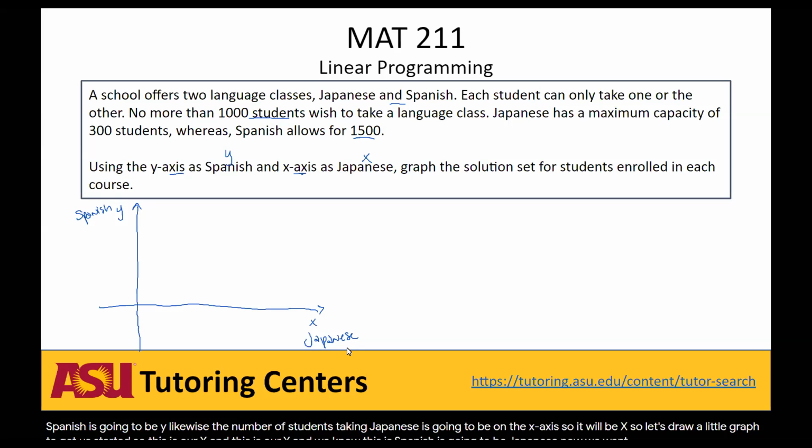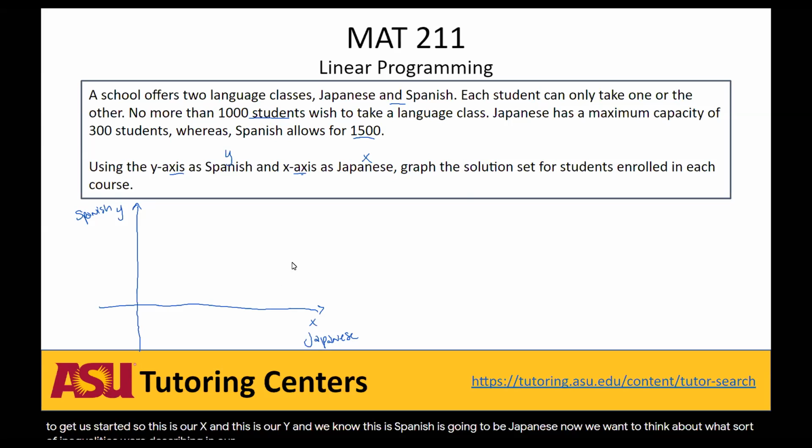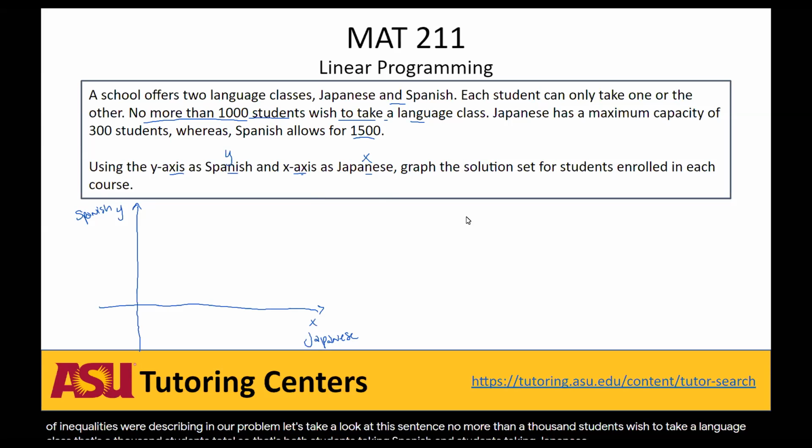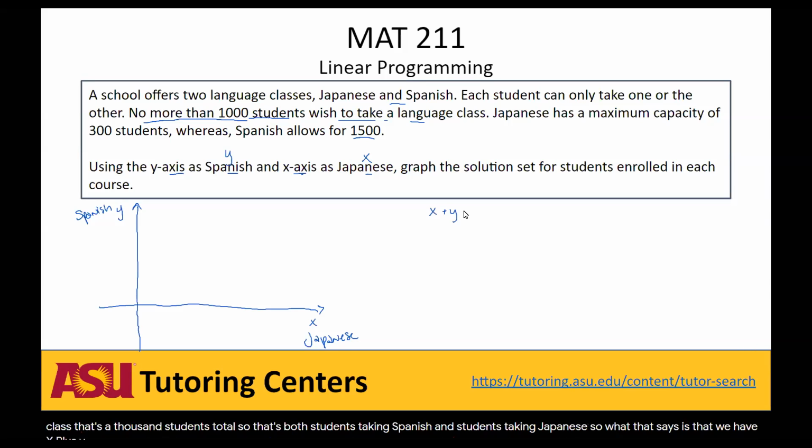Now, we want to think about what sort of inequalities we're describing in our problem. Let's take a look at this sentence. No more than 1,000 students wish to take a language class. That's 1,000 students total, so that's both students taking Spanish and students taking Japanese. So what that says is that we have x plus y is less than or equal to 1,000. Because no more than 1,000 students are going to take this, but that does include 1,000 students.